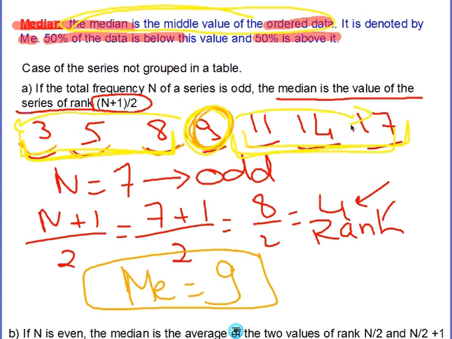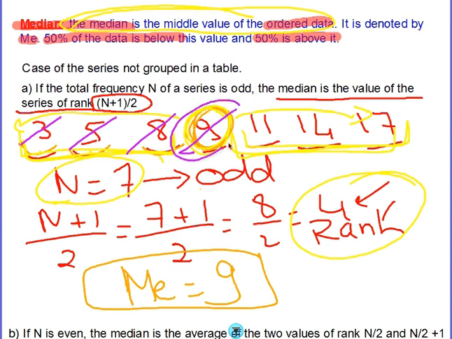So actually, you find the total frequency. Just count how many data you have. I have 7 data. It's odd. To find the rank of the median value, just do (n + 1) / 2. You'll get the rank equal to 4. You just count now: 1, 2, 3, 4. So the median is 9. So this is the case where the frequency is odd.